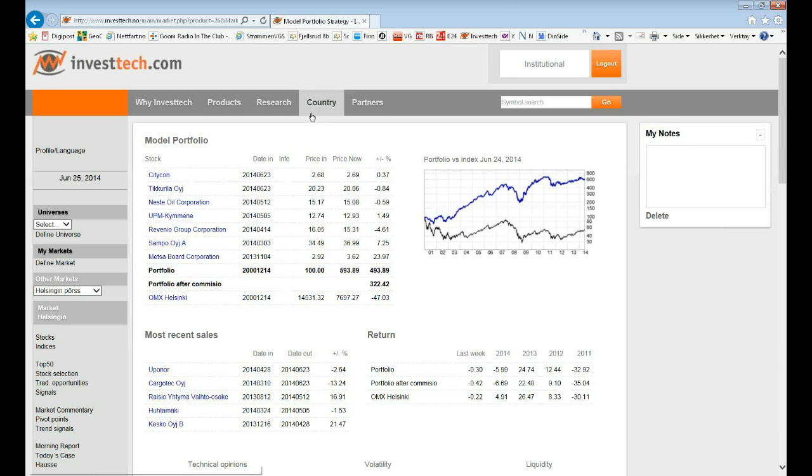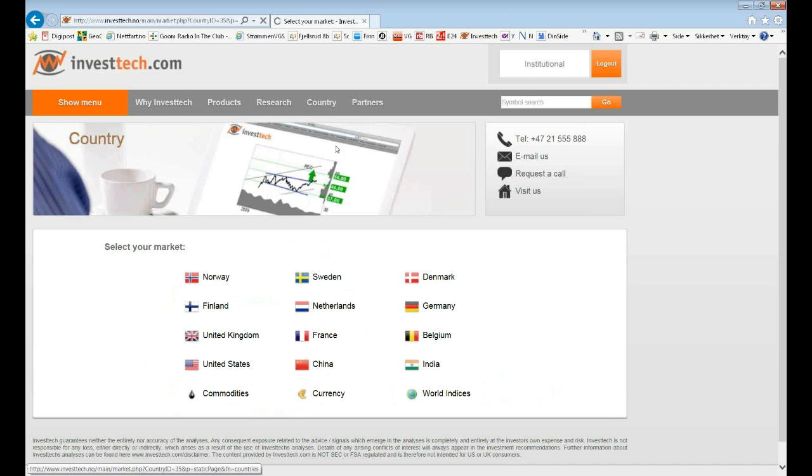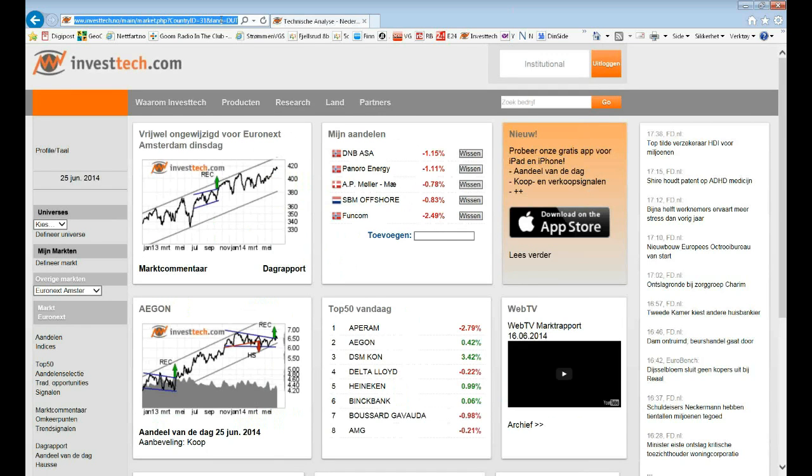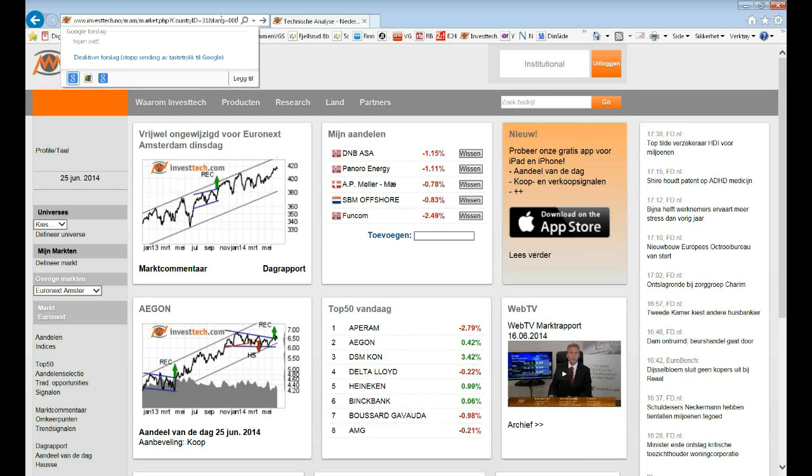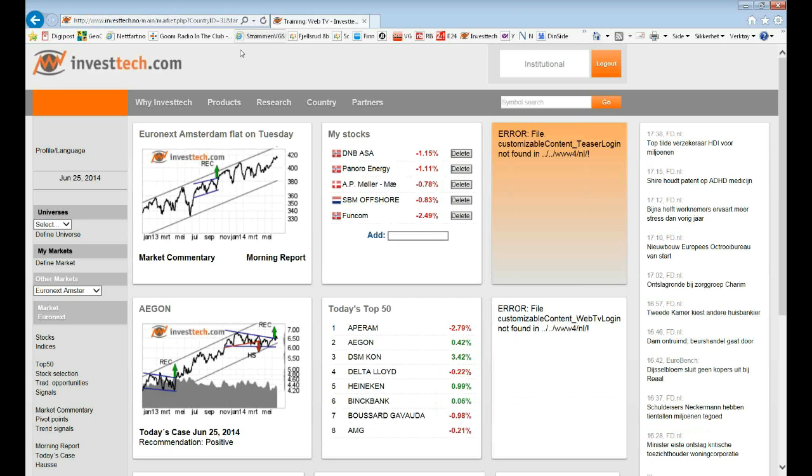Now we will switch focus and look at the Dutch market. If you click on country and go to Netherlands, and again, if you want to follow this in English, you delete DUT and type in 000. Then you get the English version, which is nice to follow if you don't speak Dutch.